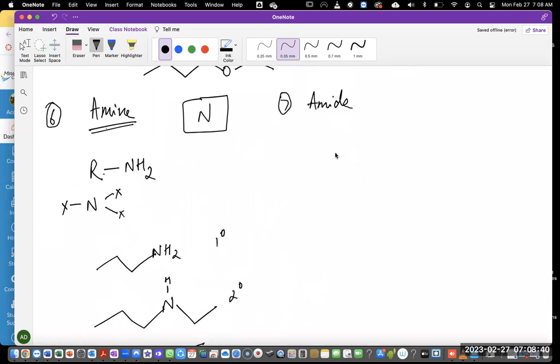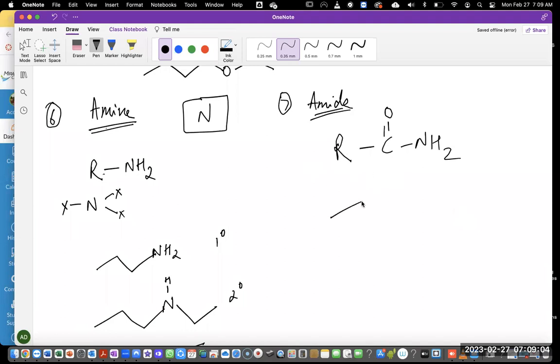Now, amide, guys, the difference is that carbonyl comes back, and that's when you have the nitrogen connection. The nitrogen connection is not directly with the plain carbon chain, but with the help of a carbonyl, and then there's just plain carbon chains. Okay, so this is when you have an amide.